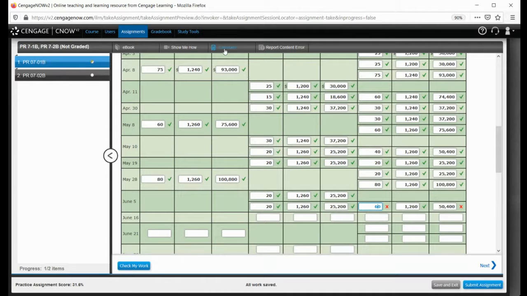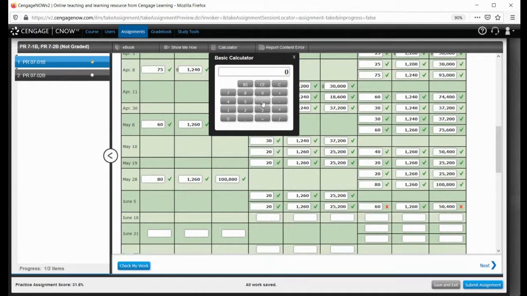So 60 units times 1260 is going to give you 75,600. Now, let's check our work. That looks better. So it was a simple math error. Again, 80 units minus 20 units is 60 units that you have left at 1260, which is 75,600.